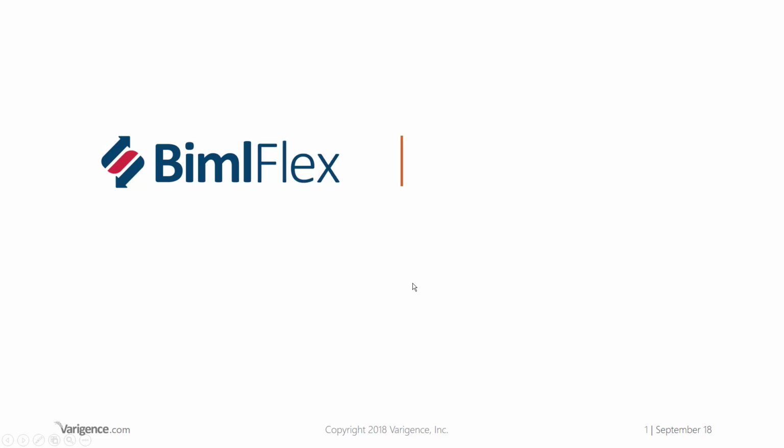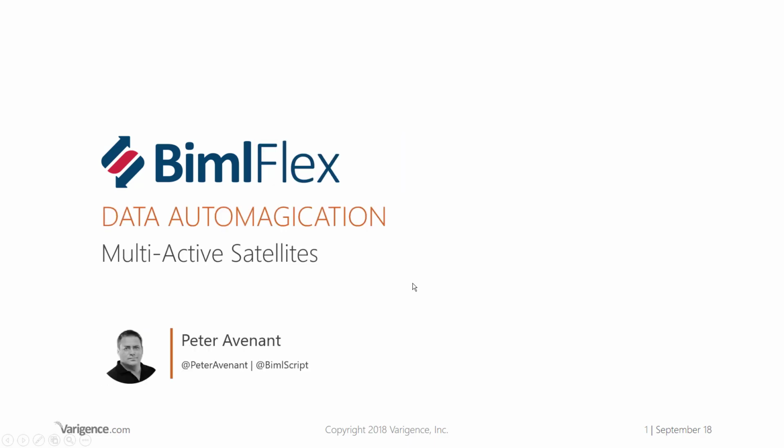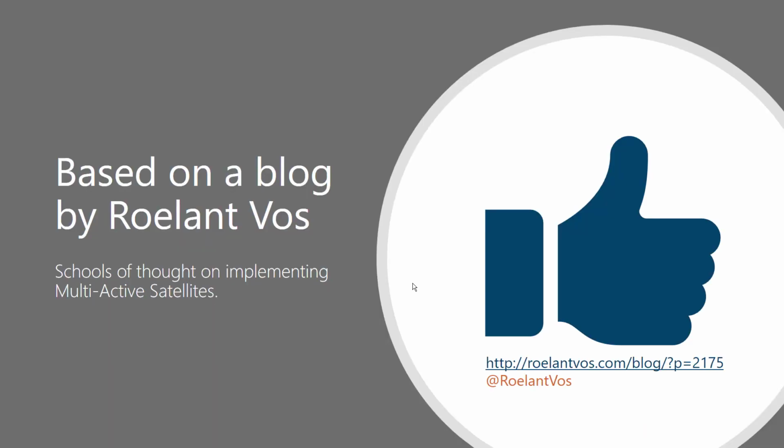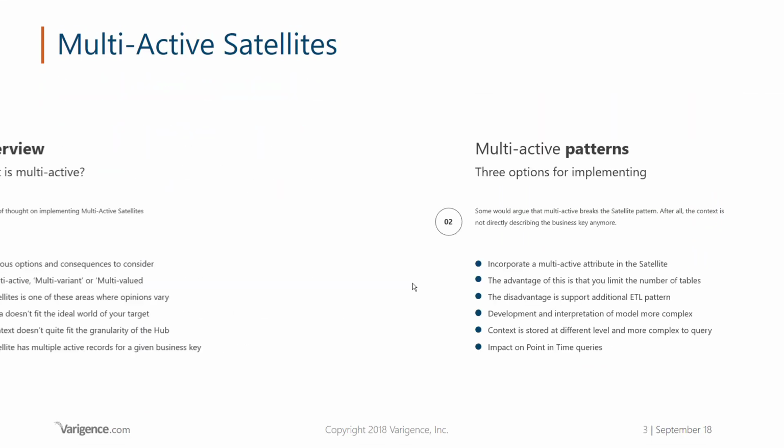In this session, we're going to be looking at multi-active satellites or multi-valued satellites. I'm basing this on a blog written by Roland Vos. We collaborated a little bit on this, but Roland wrote the blog, and I really would recommend that you go ahead and read the blog because it goes into a lot more detail of what multi-active satellites are and the different scenarios. So I'm just going to pull out what I thought was the most common bits of it.